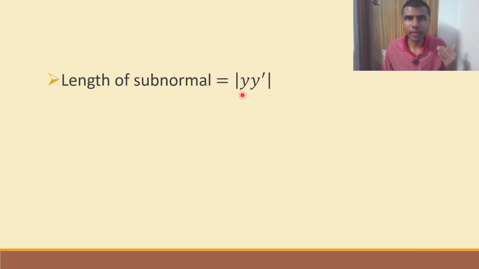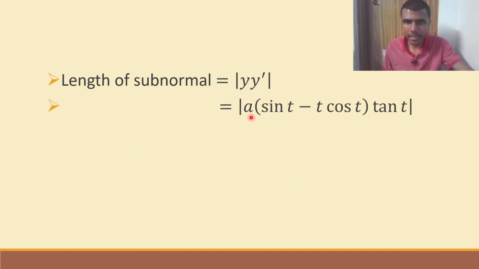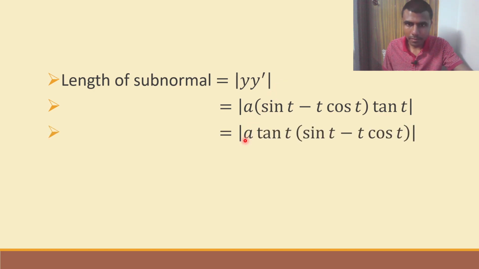Now length of subnormal. Length of subnormal is y into y dash. So y again is a into sin t minus t cos t, and then y dash is tan t. Bring the tan t here. That's it, done. Length of subnormal is also done. As I mentioned in the beginning, this is an easy question. This is the short and easy one. If this comes in the board exams, you guys are lucky.